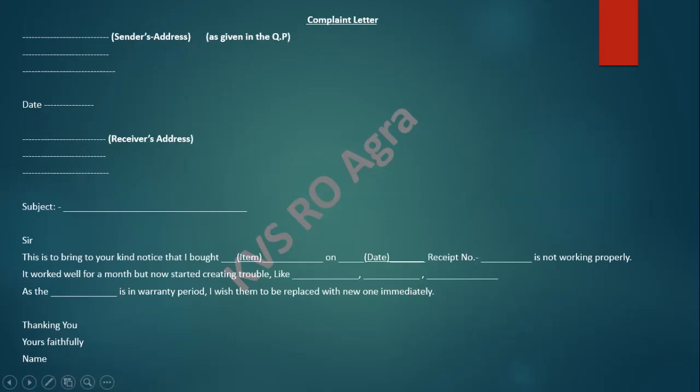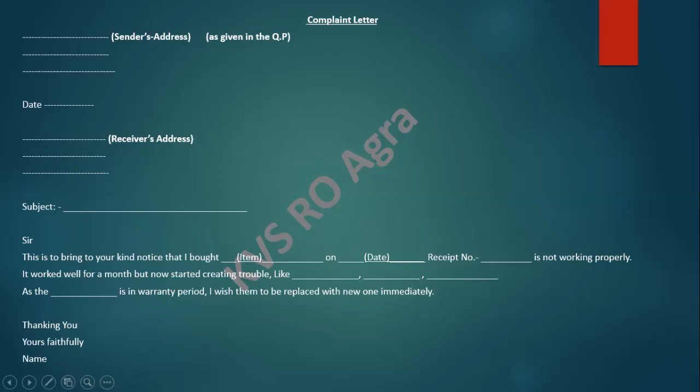Then the receipt number. Without the bill number or receipt number, he cannot identify what object, what gadget you have taken from that person. So you have to write down the receipt number. These three things are very important when you file a complaint against the gadget you have bought. "Is not working properly. It worked well for a month, but now started creating trouble." So here you can write three to four problems the gadget is creating.